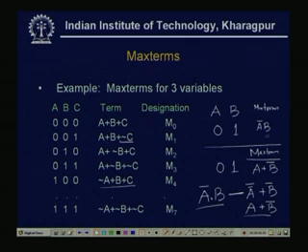That means, in the min term, if A equal to 0, then 0 is treated as the complemented one. In the max term, the 0 will be treated as the uncomplemented one.